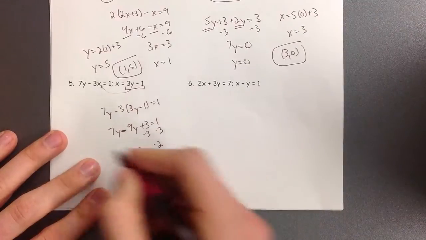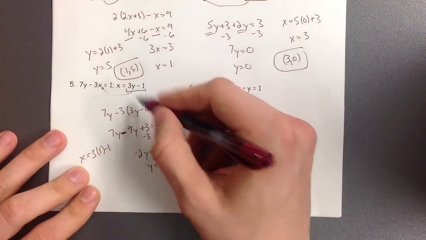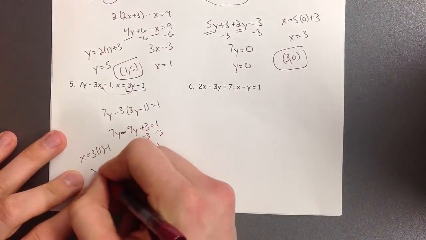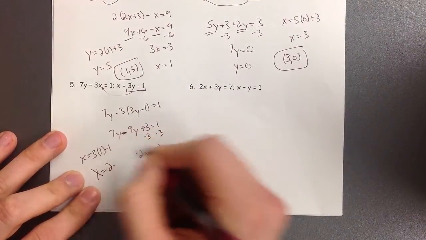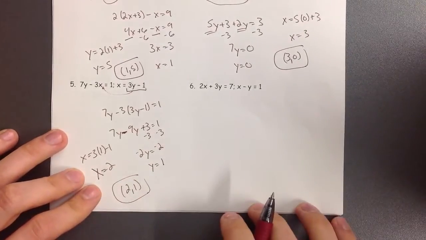Once I know that, I'm going to drop it back in that first equation. 3 times 1 minus 1 is going to be equal to x. I know y is positive 1. So x is going to be equal to 2. 2, 1 will be my solution here.